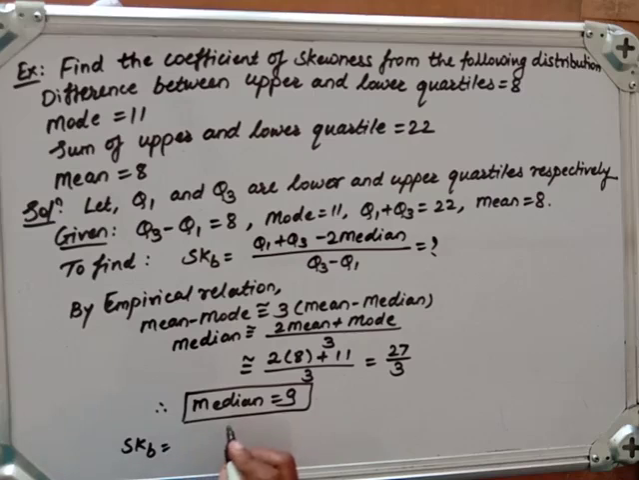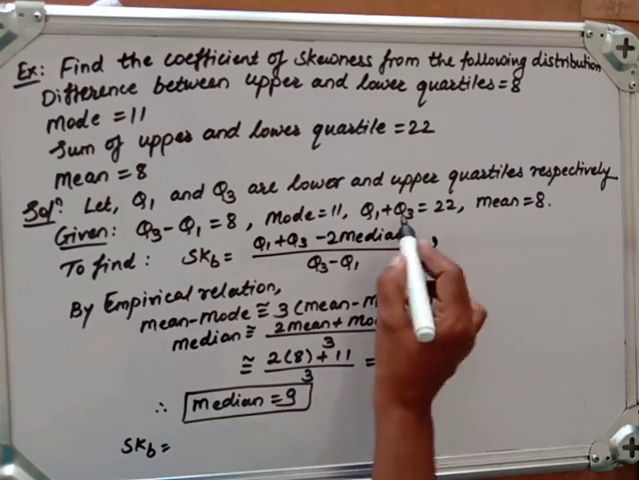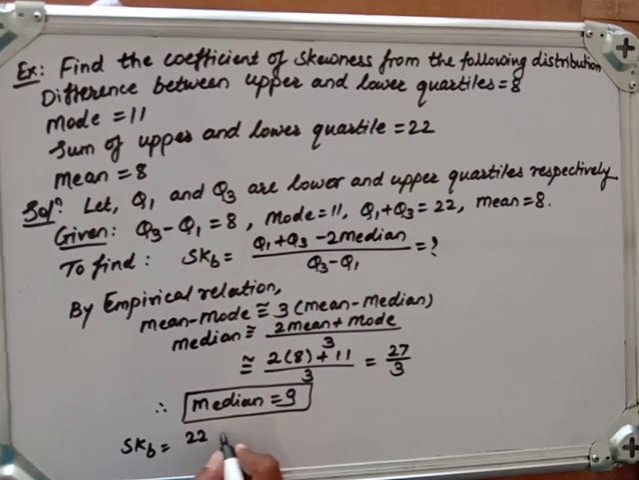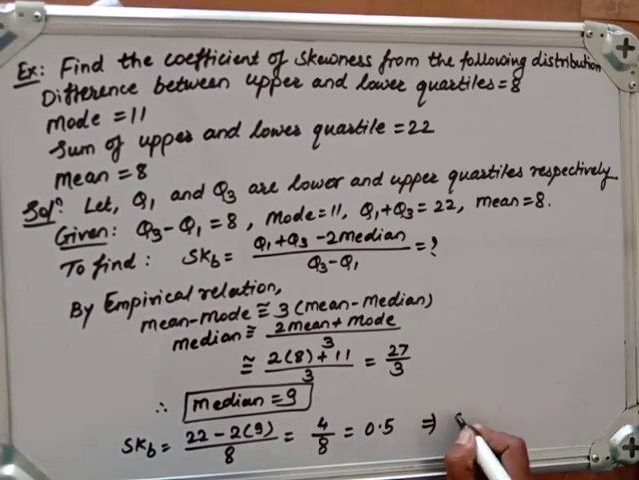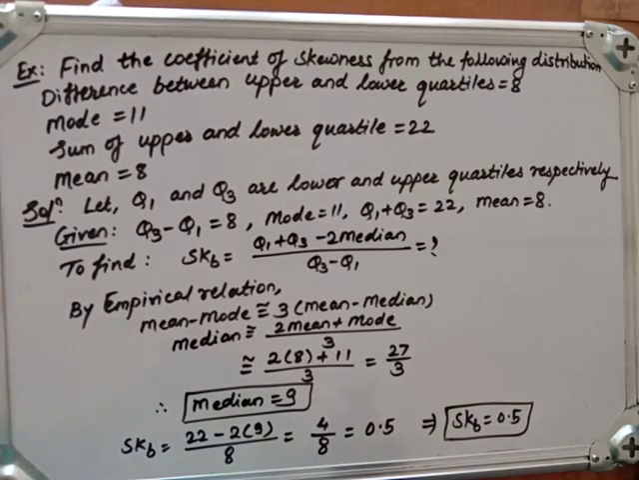Now SKB is Q1 plus Q3, so it is 22 minus 2 times median, which is 9, upon this difference, which is 8. So this will be 4 by 8. So this is 1 by 2, so it is 0.5. So the coefficient of skewness is 0.5. Okay. Now let me take one more.